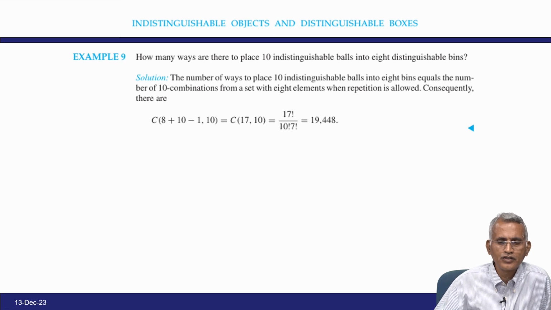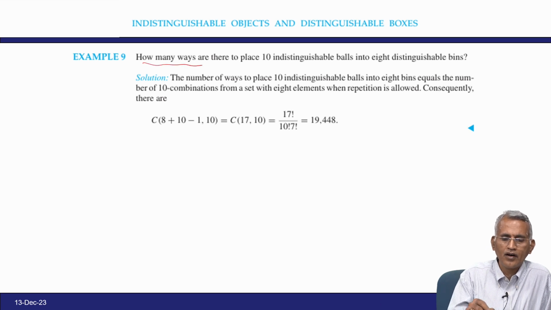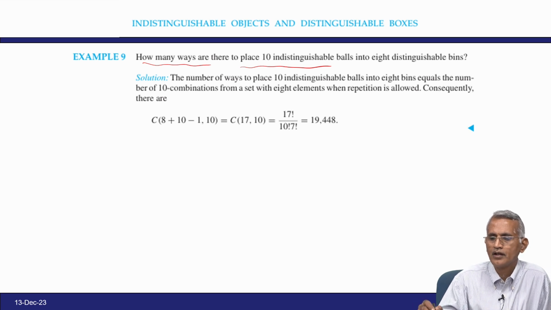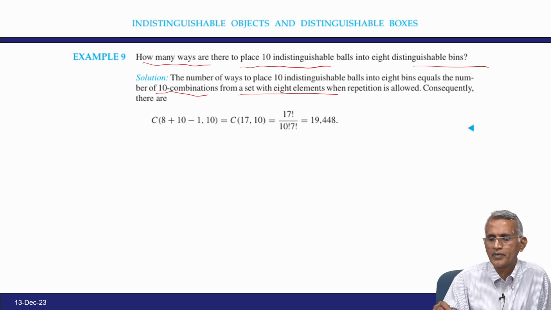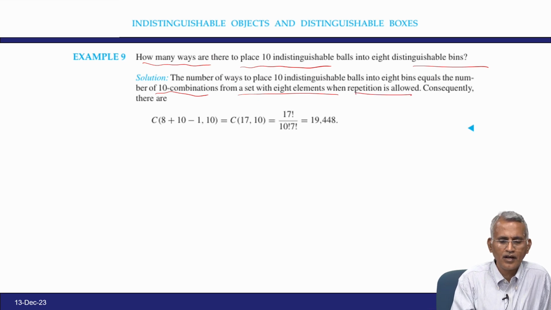Next, indistinguishable objects and distinguishable boxes. How many ways are there to place 10 indistinguishable balls into 8 distinguishable bins? The number of ways to place 10 indistinguishable balls into 8 bins equals the number of 10-combinations from a set with 8 elements when repetition is allowed. Consequently, there are C(8 plus 10 minus 1, 10), where n equals 8 and r equals 10.